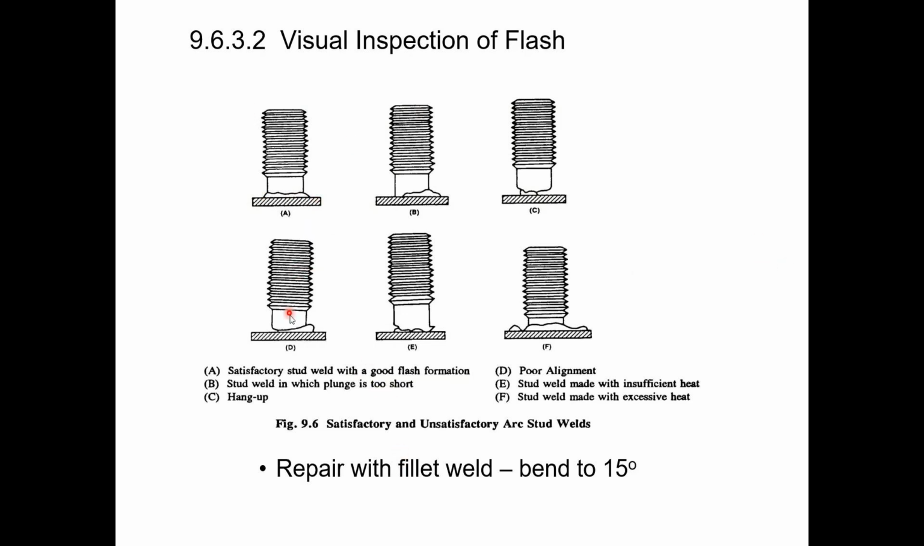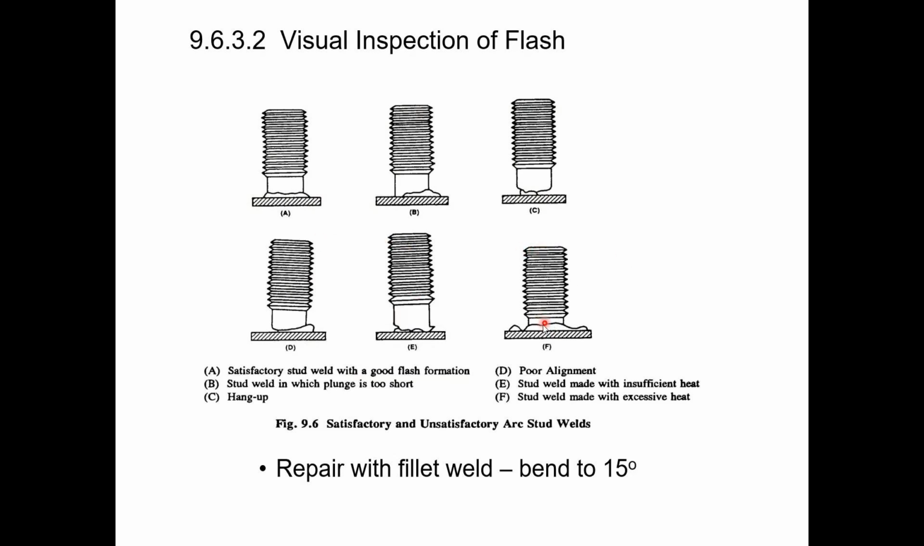D, this is poor alignment. You can see how that one sort of kicked off so that it's not perfectly plumb. E, this one, you didn't have enough heat. There just wasn't enough heat to melt the two pieces of steel together. And then F, maybe this is one where you can see how much shorter that one is than the rest.